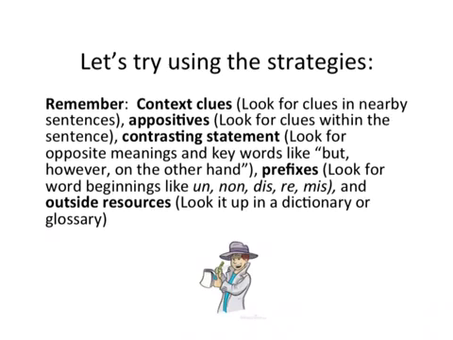So now let's remember what we've learned. We've got context clues, which look for clues in nearby sentences. Appositives, they give us the definition. A contrasting statement, the trickiest one, where we've got to look for opposite meanings. Prefixes that help us decode, like un, non, dis, re, and mis. And sometimes we just need those outside resources to help us understand what we're reading.